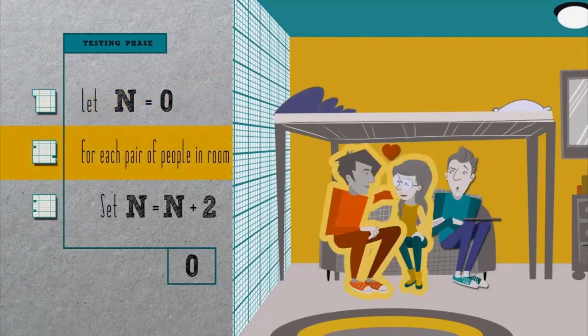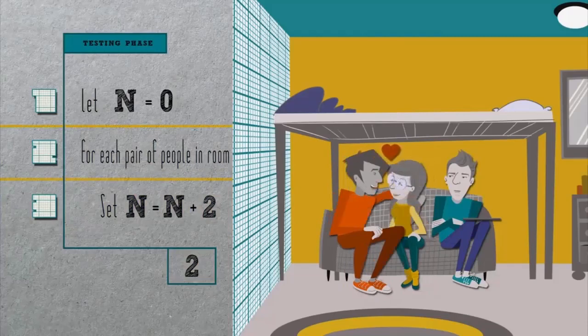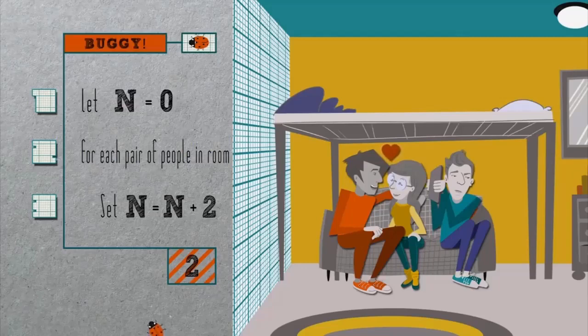For a pair of those people, we then increment n by 2, but then what? There isn't another full pair of people in the room, so line 2 no longer applies. And so by this algorithm's end, n is still 2, which isn't correct. Indeed, this algorithm is said to be buggy because it has a mistake.